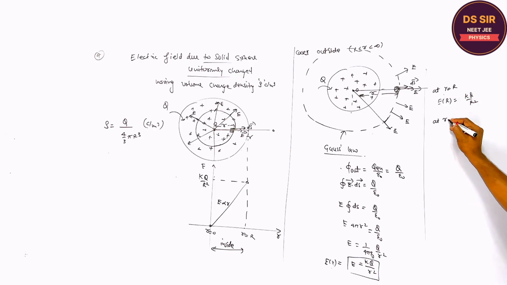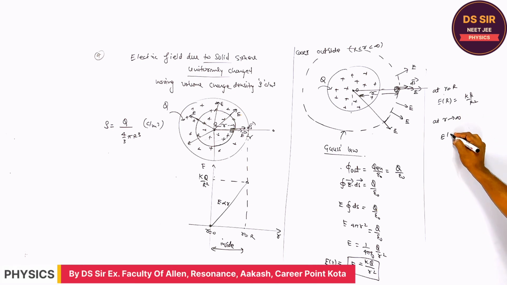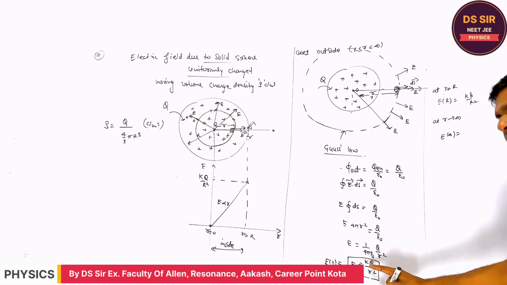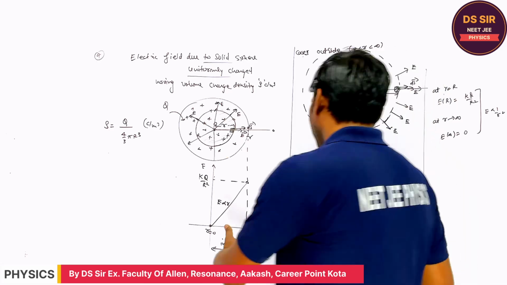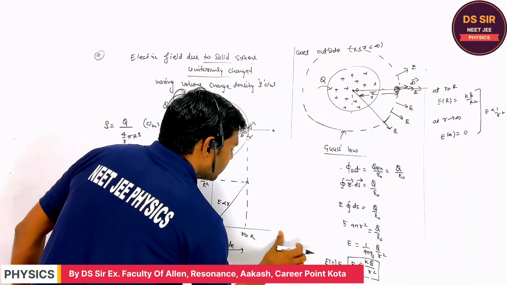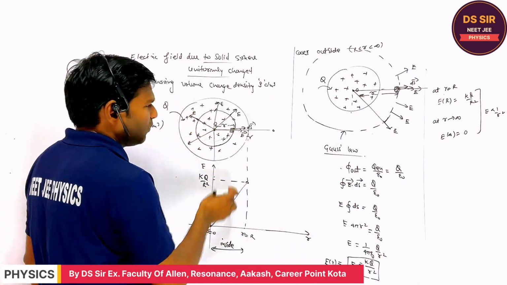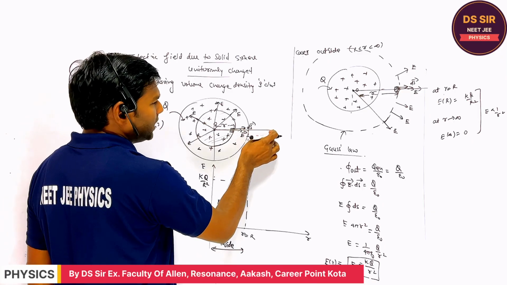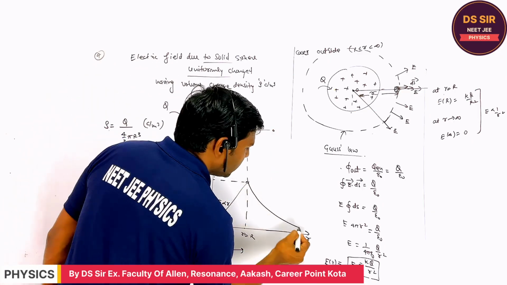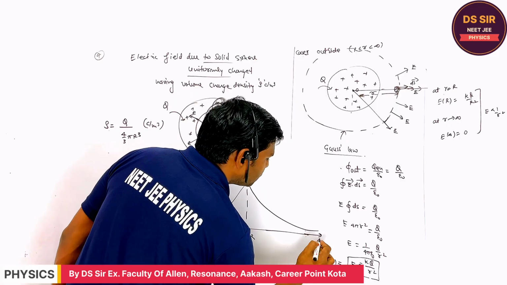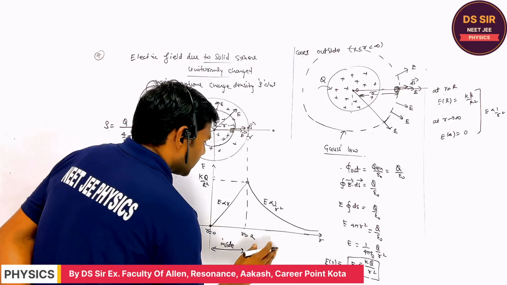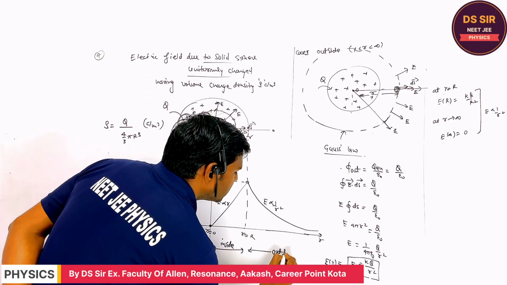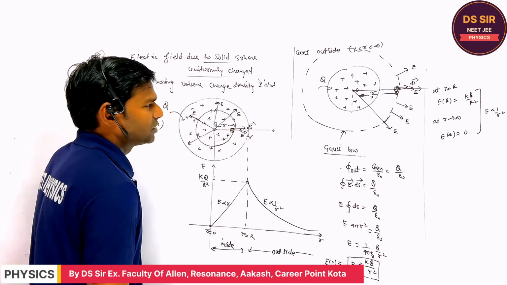And at r tending to infinity, at very long distance, when you put infinity, 1 upon infinity is equal to 0, and the electric field here is inversely proportional to r square. So if you make the graph of the electric field versus distance r for outside of this sphere, the electric field is like this. Is it clear or not, Newton? And this electric field is inversely proportional to 1 upon r square, right? And this is for outside, right?